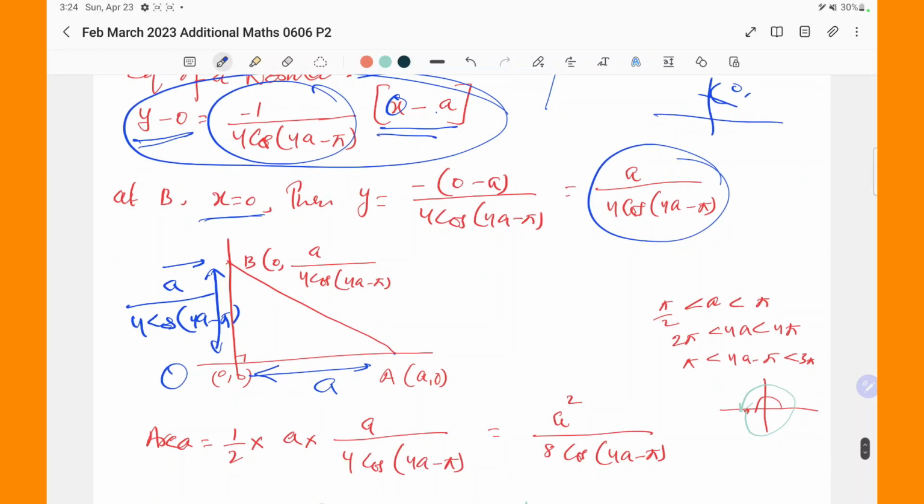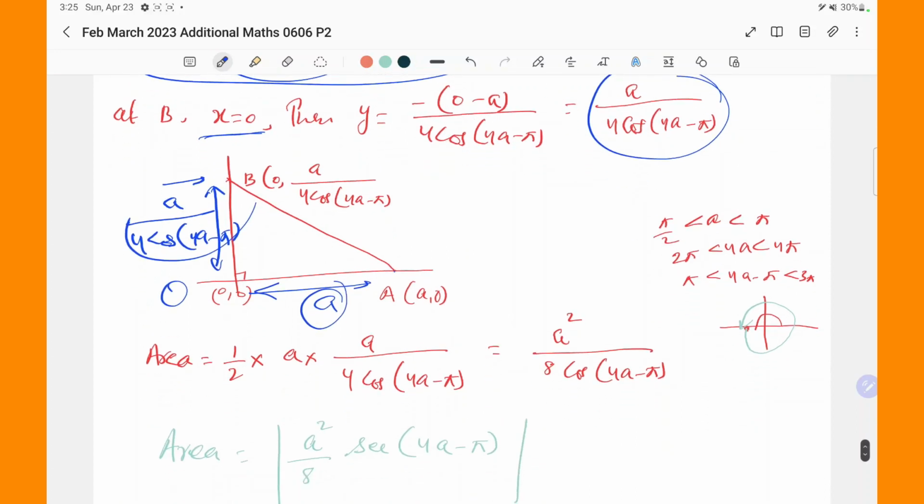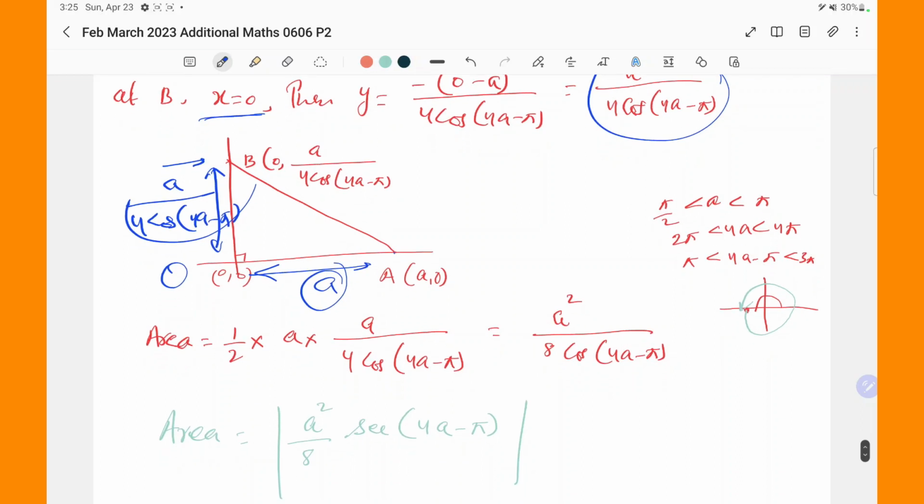Now for the area of the triangle, you know it is half times base times height. So this is the base, this is your height, just multiply them together: a squared over 8 cos(4a − π). Now the important point is that this is an area, and area cannot be negative. So we have to apply the modulus as well.